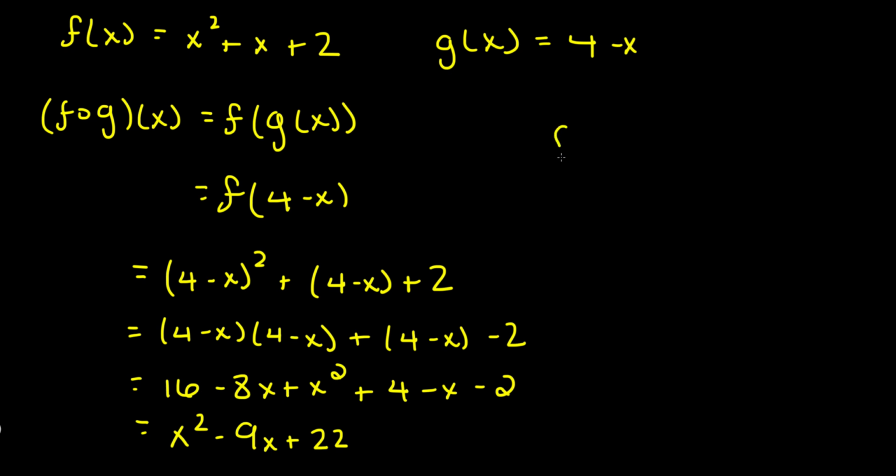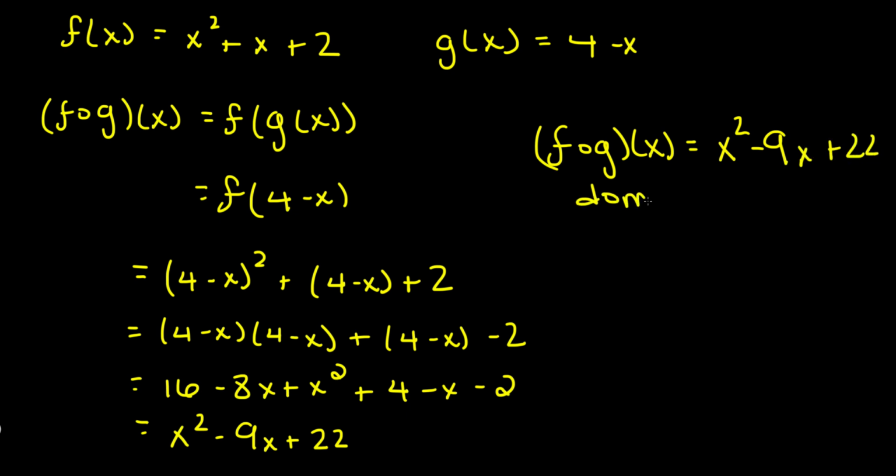So now I can say that f composition g of x is equal to x squared minus 9x plus 22. And the domain in this case is all real numbers. Right. So there we go. There are some examples of composition. And so hopefully this clarifies what composition is and how we use it and how we can simplify composition problems. All right, I will catch you guys in the next video. I hope you guys have a fantastic day.